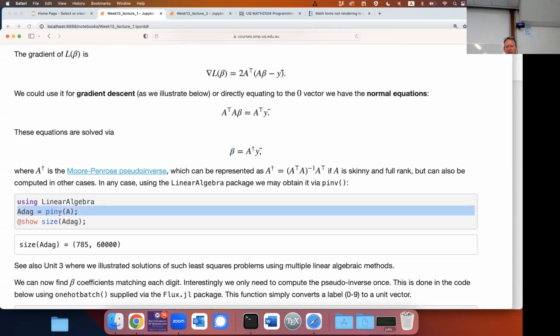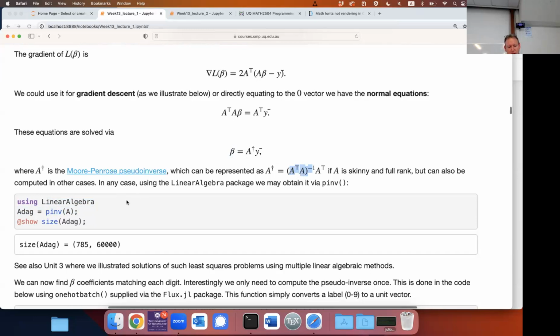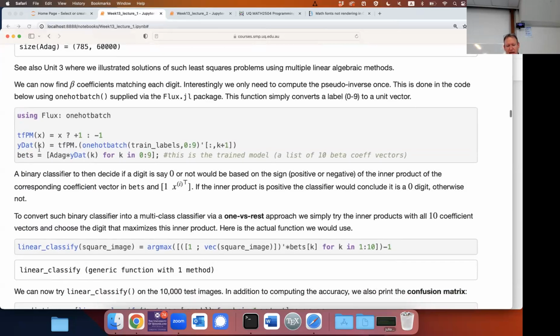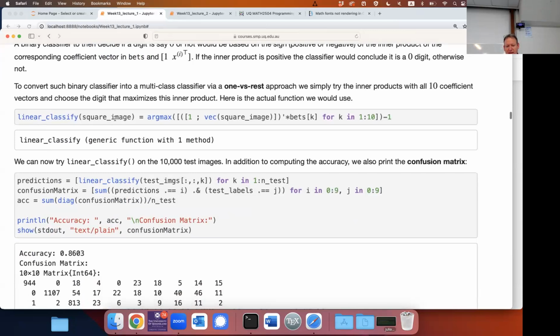Even if you don't have the closed form routine, you would compute the inverse of this matrix and multiply it by that, although computing inverses is often something that you don't really do. You use other routines. This works when this matrix is non-singular, and it often is. And that gave us the betas, and we played around with this, and then we just put it in a classifier, and this is our classifier.